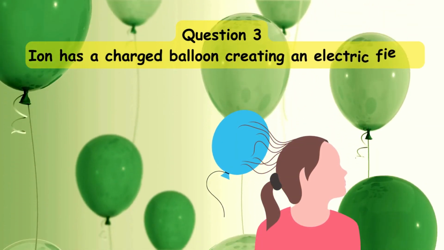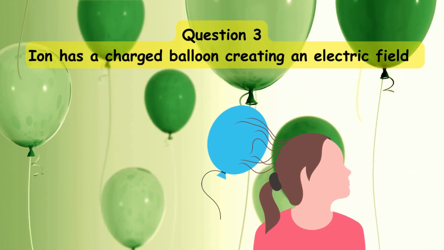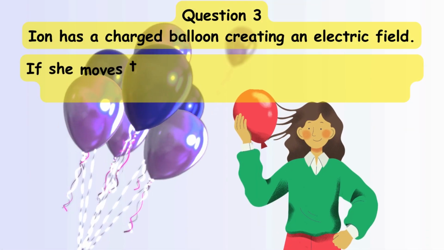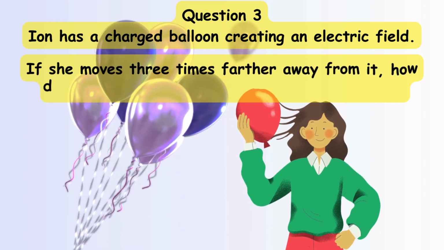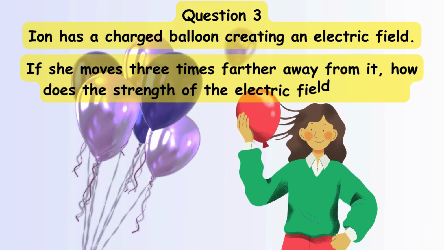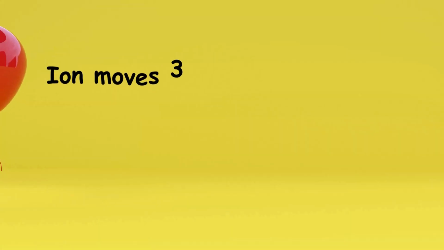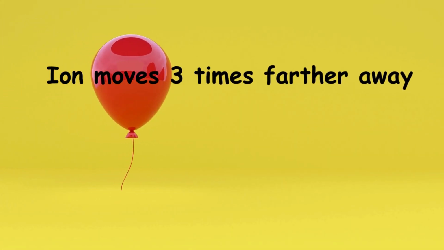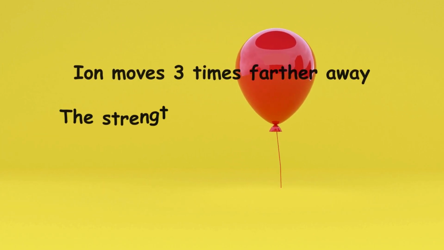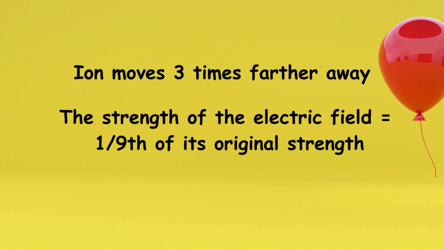Question 3. Ion has a charged balloon, creating an electric field. And if she moves 3 times further away from it, how does the strength of the electric field change? Since Ion moves 3 times further away, the strength of the electric field will be equal to 1/9 the original strength.